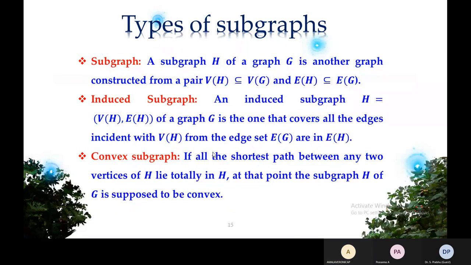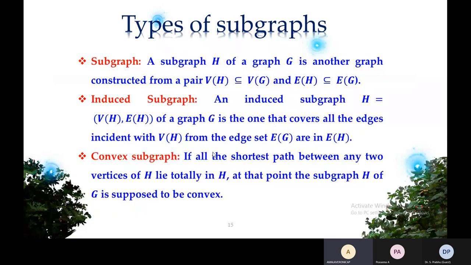computing the molecular descriptor. Types of subgraphs: a subgraph H of a graph G is another graph constructed from a pair V(H) subset of V(G) and E(H) subset of E(G). Then of course the induced subgraph, which you might have studied in graph theory, and the convex subgraph. The convex subgraph is a very important concept in establishing the Sandy technique as well as the Aryagraj technique. If all shortest paths between any two vertices of the subgraph H lie totally in H, then the subgraph H of G is said to be convex, which means what? You take a graph G, take a subgraph H, and check whether all shortest paths between the pair of vertices of H are the same as the paths between that pair of vertices in G.